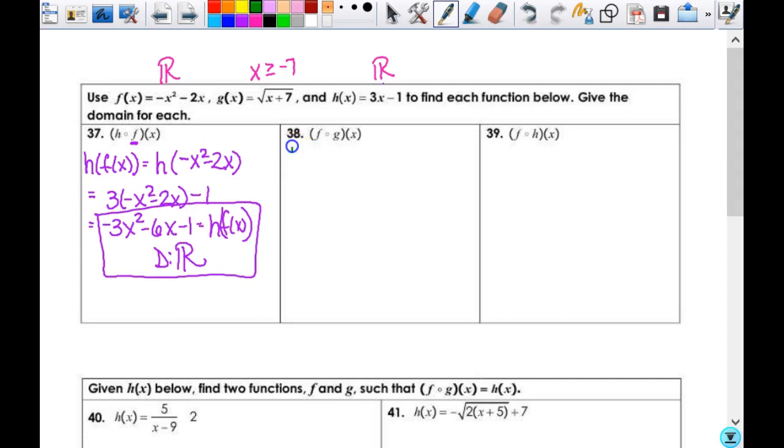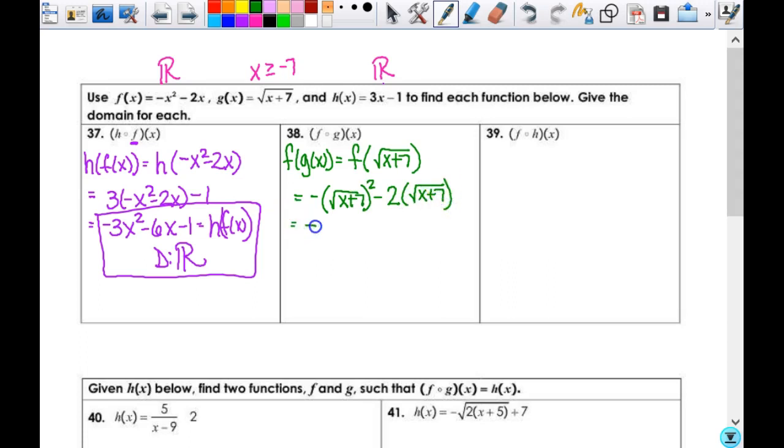Then move on to the next one. f of g of x. So that's f of the square root of x plus 7. So that's equal to negative square root of x plus 7 squared minus 2 times the square root of x plus 7.